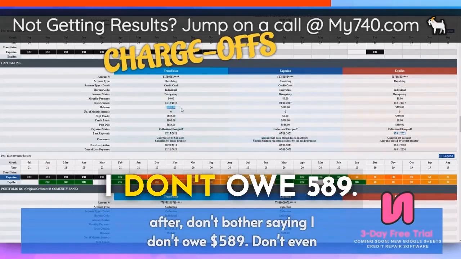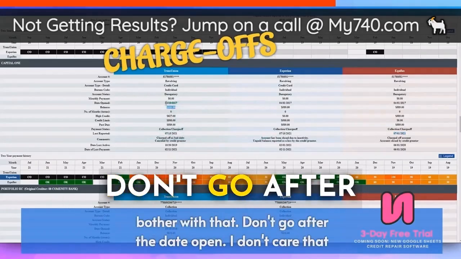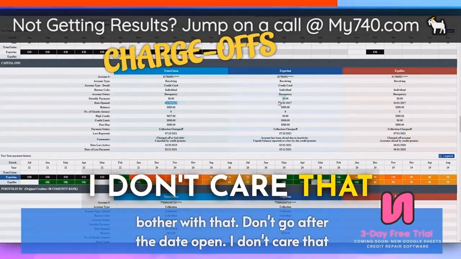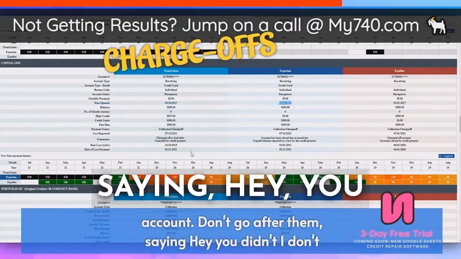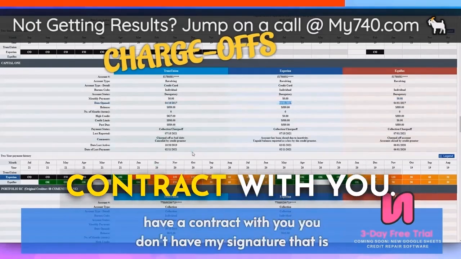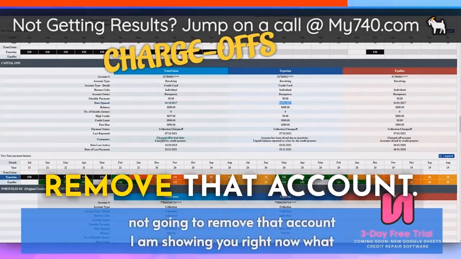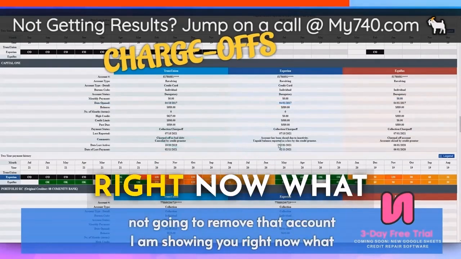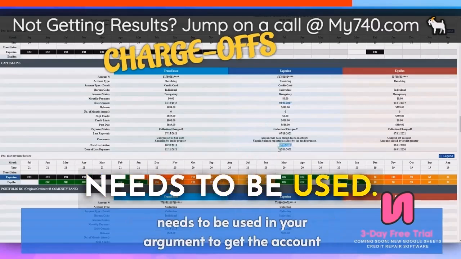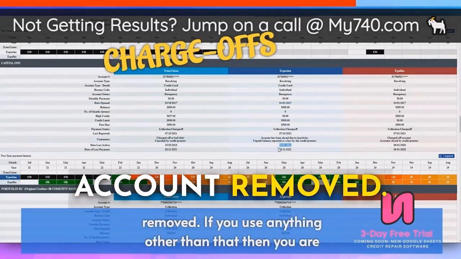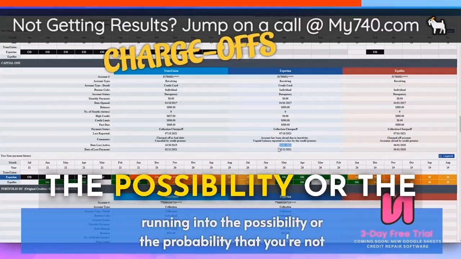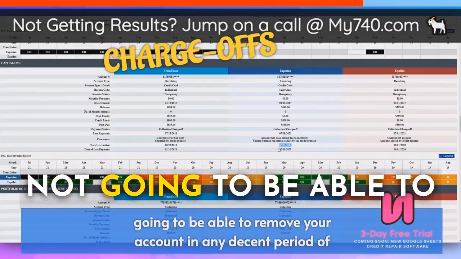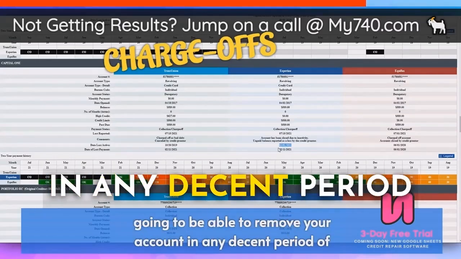Don't bother saying, I don't owe $589. Don't go after the date open. I don't care that we have different dates here. This is not going to remove the account. Don't go after them saying, hey, I don't have a contract with you. You don't have my signature. That is not going to remove the account. I am showing you right now what needs to be used to get the account removed. If you use anything other than that, then you are running into the possibility or the probability that you're not going to be able to remove your account in any decent period of time.